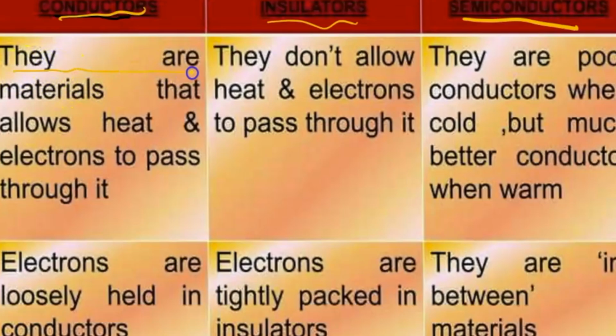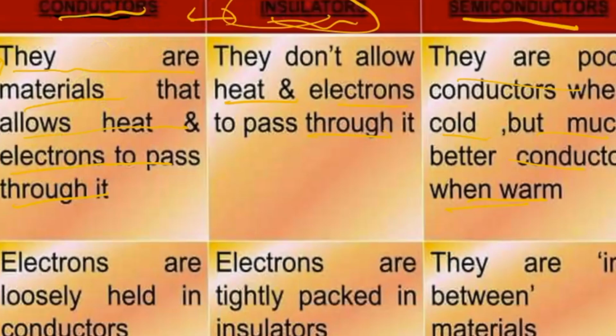Conductors are materials that allow heat and electrons to pass through them. This is the property of a conductor. Insulators don't allow heat and electrons to pass through them, which is just the opposite. And a semiconductor is basically a poor conductor when cold, but a much better conductor when warm. If you warm a semiconductor, it becomes a better conductor because more free electrons become available.